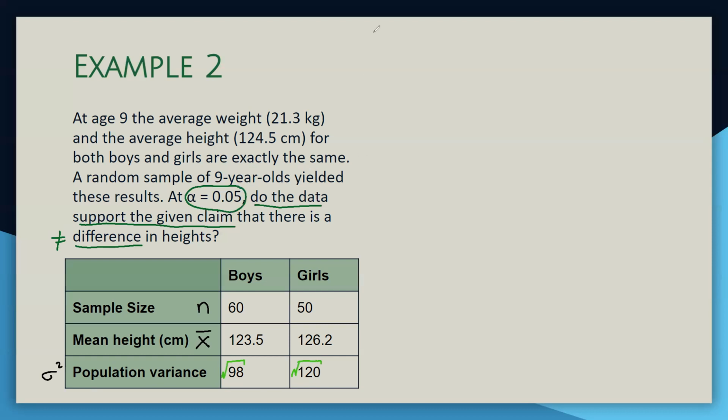The only thing we have to decide is group 1 and group 2. I just tend to do first column as 1, second column as 2. It doesn't really matter for a difference. It will matter when you're talking about less than or greater than.